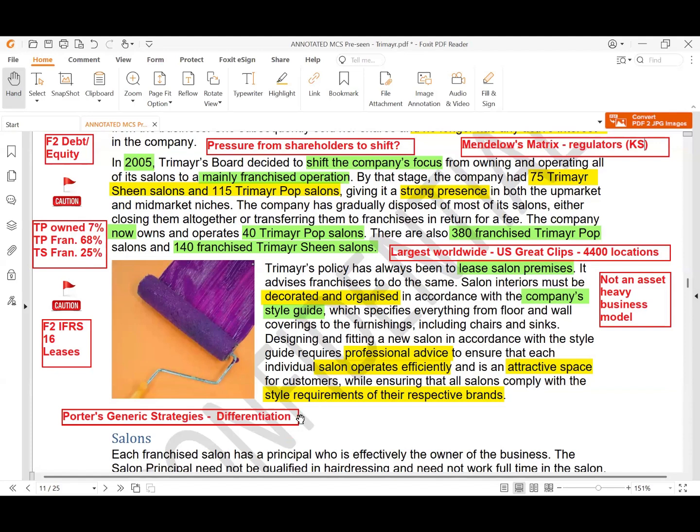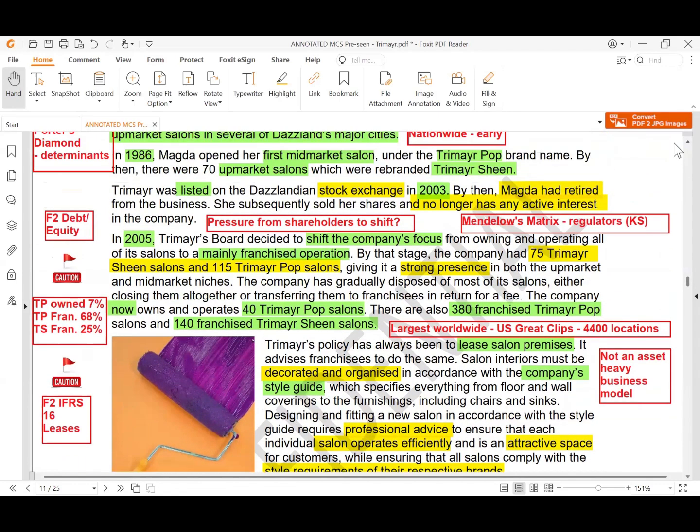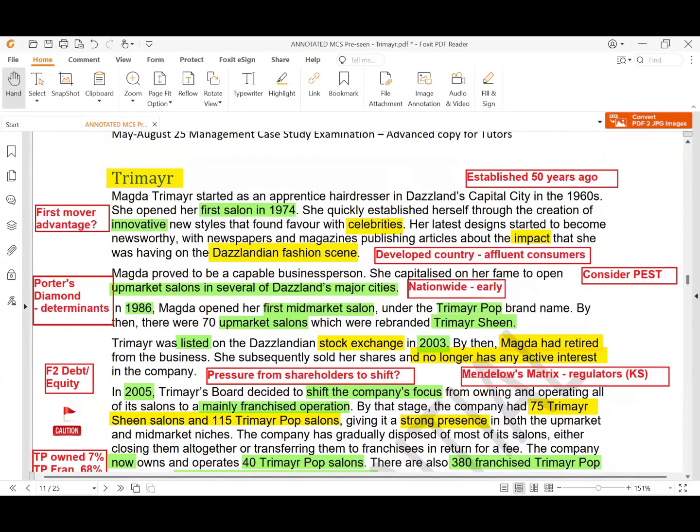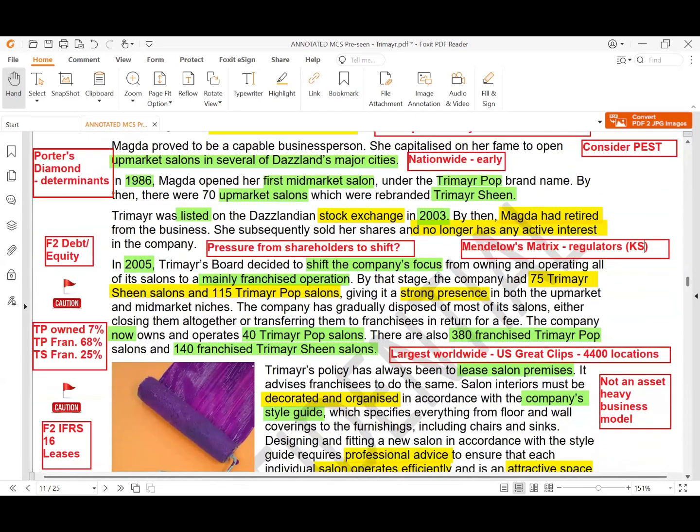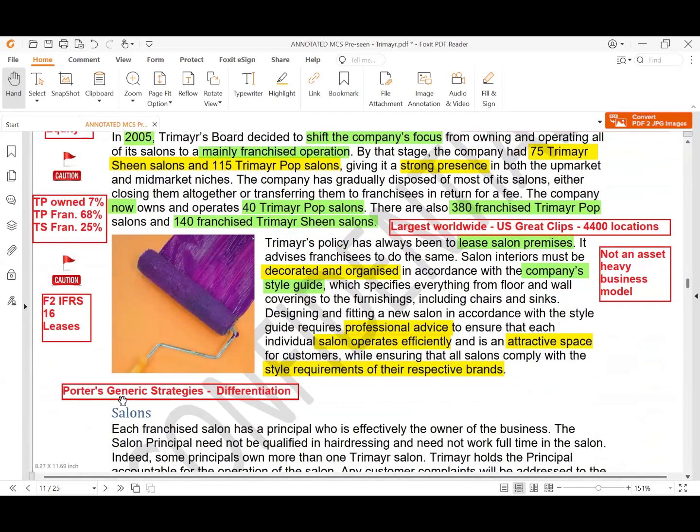One final point in relation to this opening section, and we leave it there and move on, is that clearly, based on this section, and it's small, I know, and I've done it very, very quickly, there's no argument for me other than the fact that Trymar, under the banner of Porter's Generic Strategies, is a differentiator. Why? Well, across the board, not just in this section, we keep seeing the words premium, unique, quality, etc.